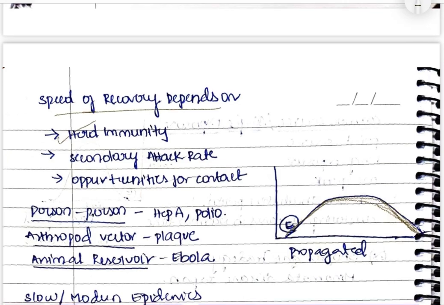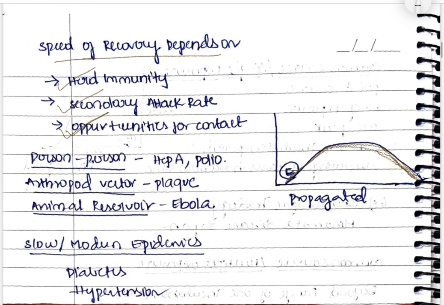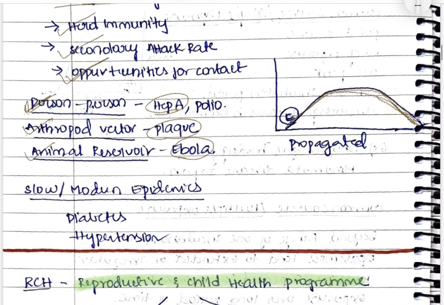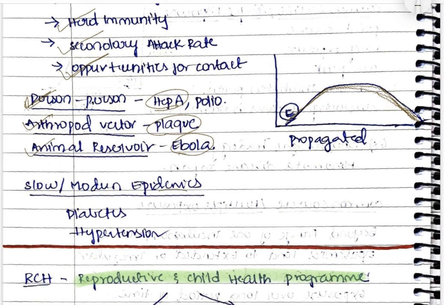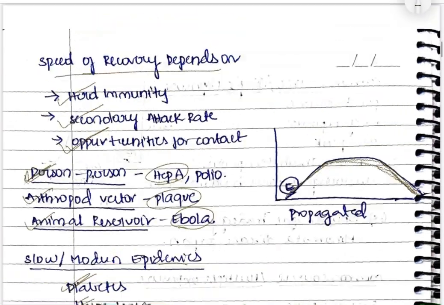The speed of the recovery depends upon herd immunity, secondary attack rate, and the opportunities of contact. So examples: person-to-person spread is hepatitis A, arthropod vector is plague, and animal reservoir is Ebola. So coming to the slow or the modern epidemics, you will be having diabetes mellitus and hypertension.